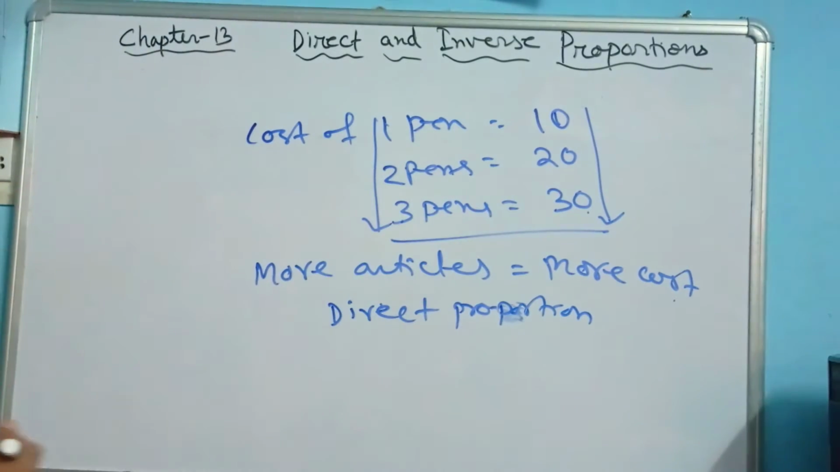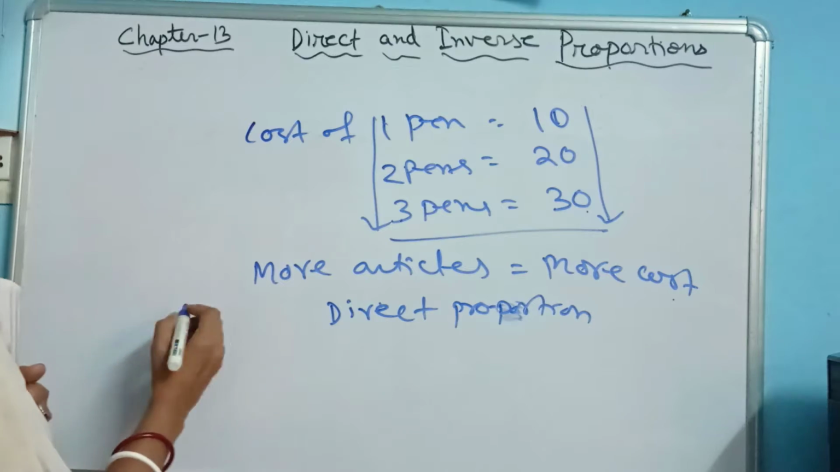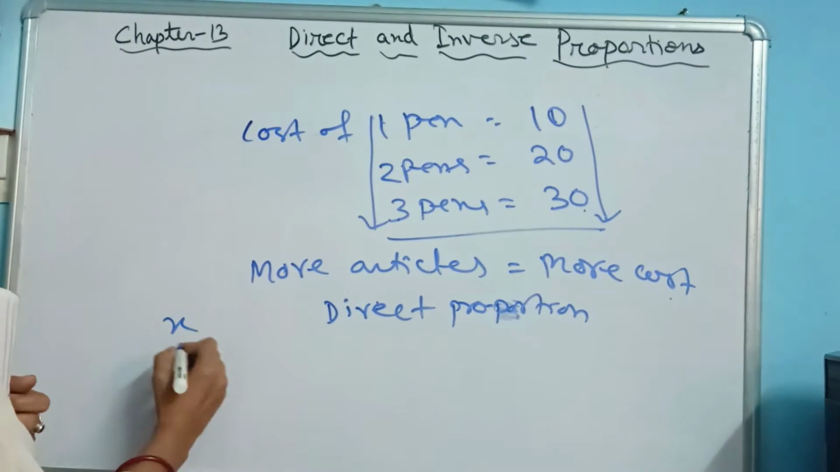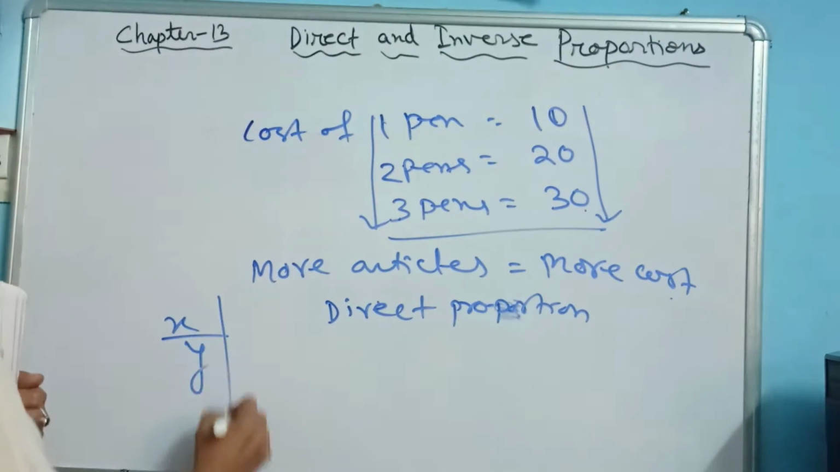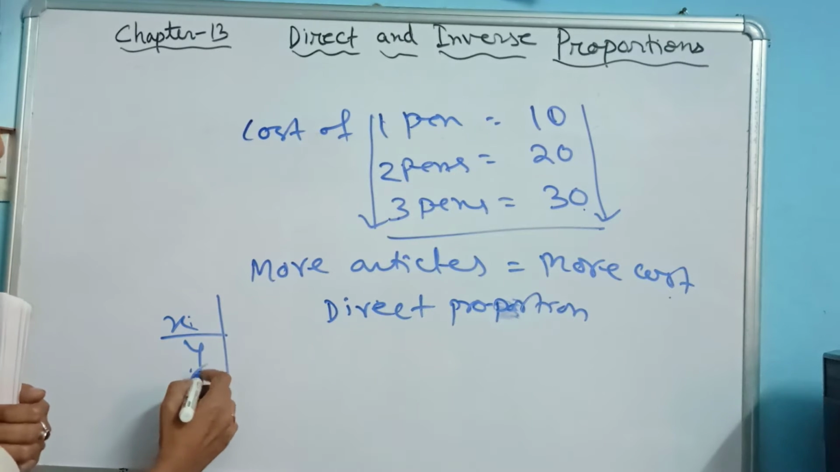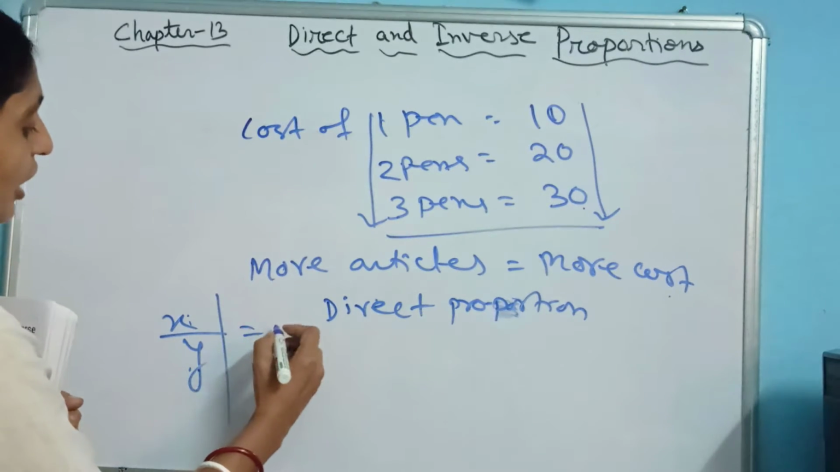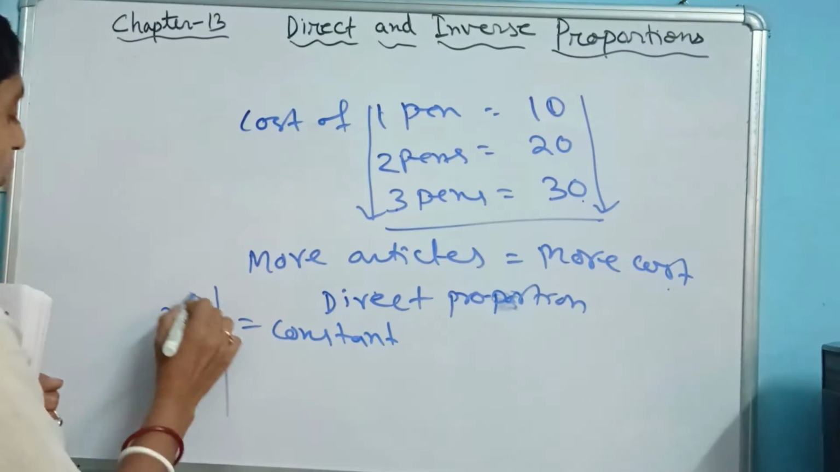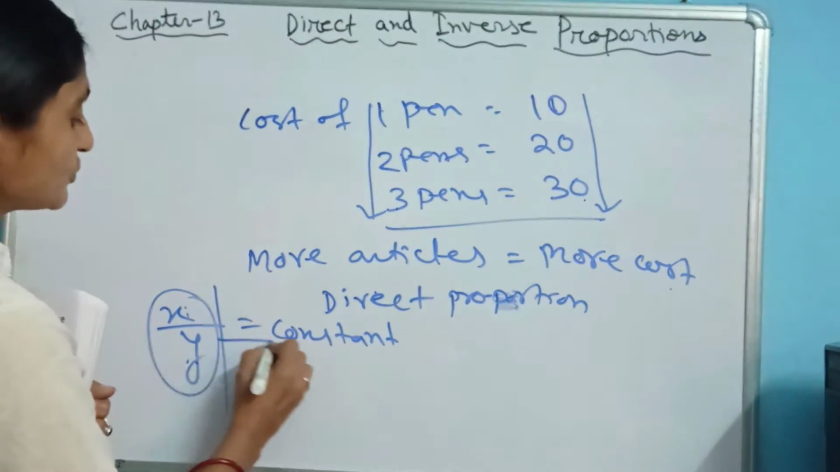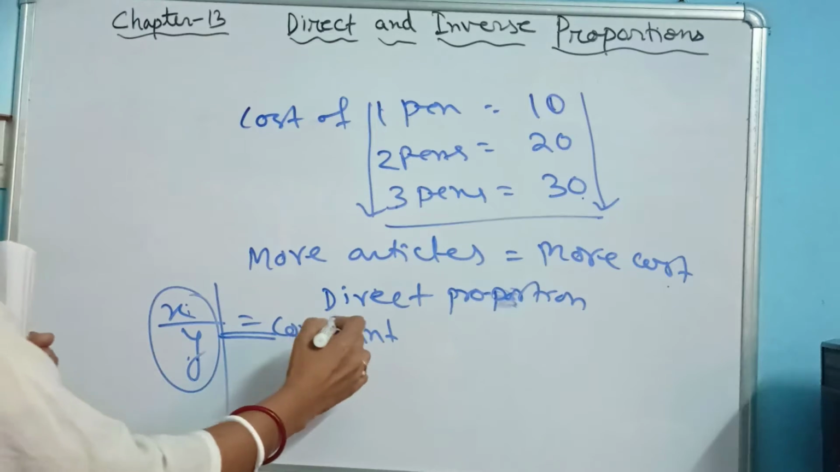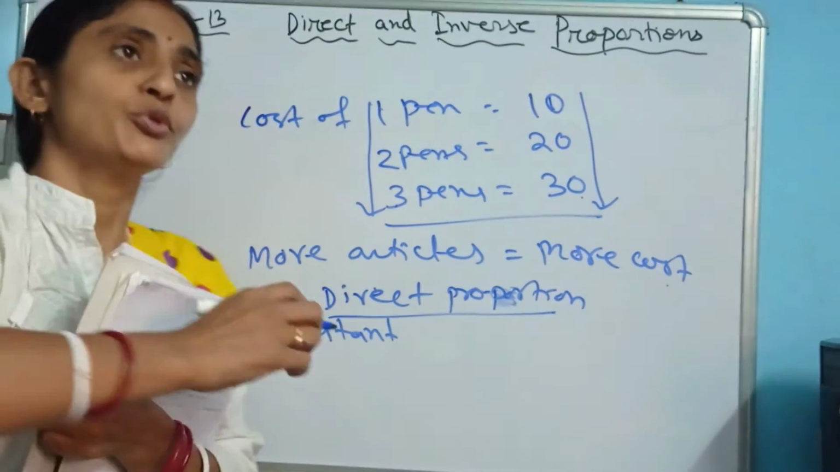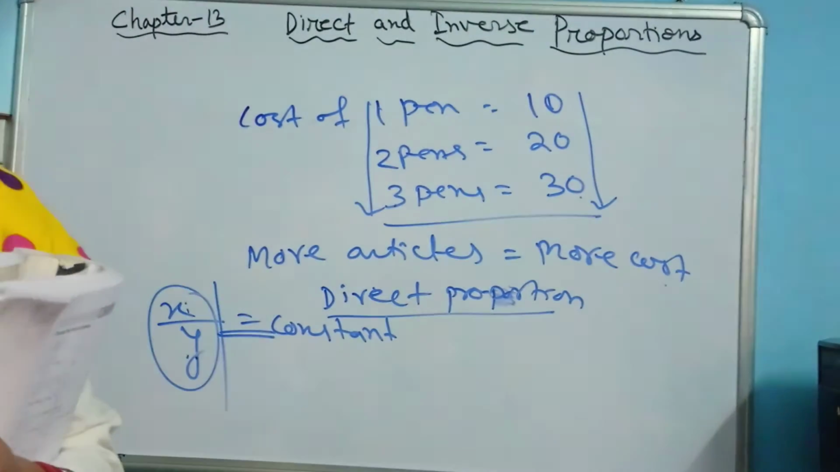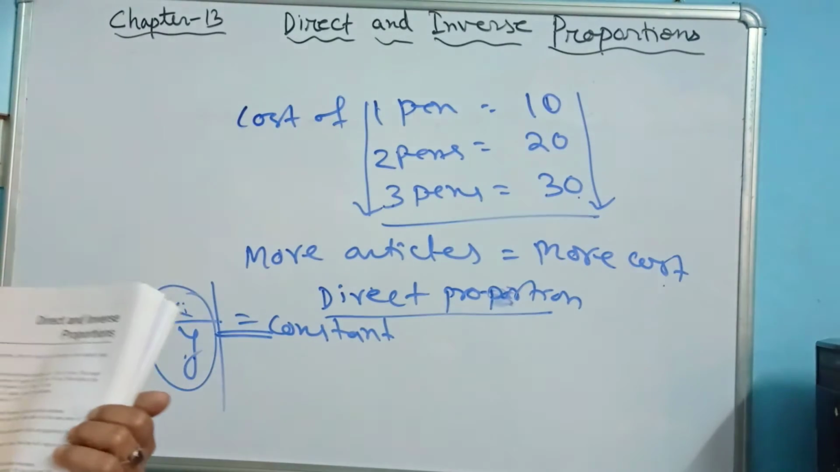How can we present this one? The easiest way to present it: quantity 1 let it be x and quantity 2 let it be y. Their relation, always the simplest relation, will be fixed and it is called constant. So the ratio between the two quantities is always constant. This is the main point of direct proportion. Let's come to some examples from your book.